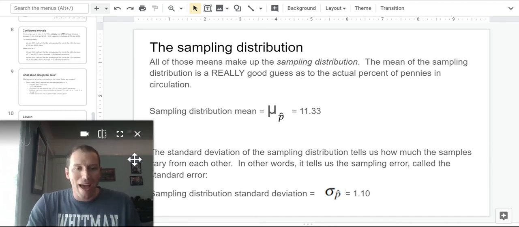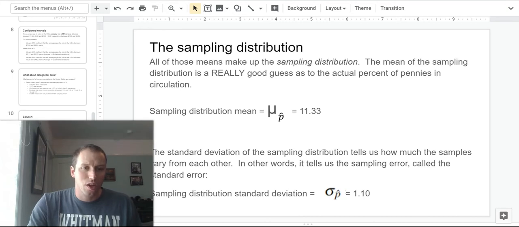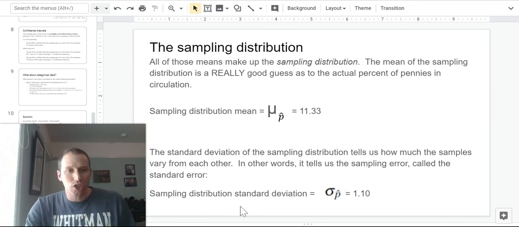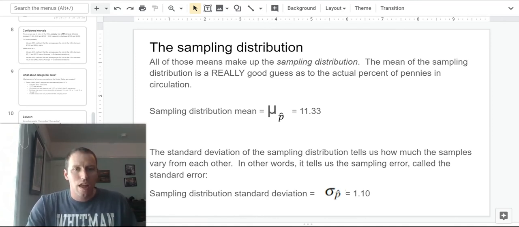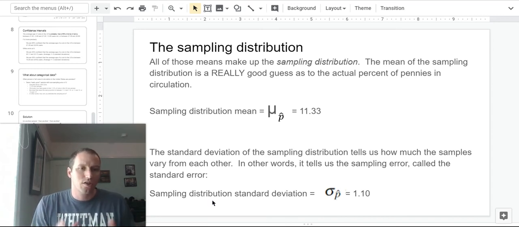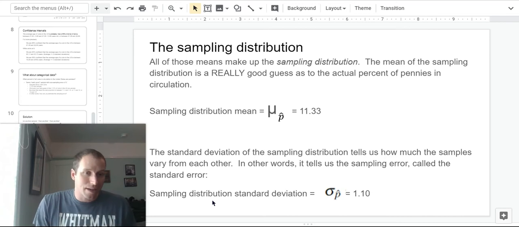So I would say my best guess for the percentage of the coins in the US that are pennies is 11.33%, the average of all 10 of my samples. More useful, or just as useful, I should say, is the standard deviation of those 10 averages. That tells me how much each proportion tends to vary from each other, how much range there is in the proportion I'm going to get. In this case, the standard deviation of those 10 numbers is 1.10.